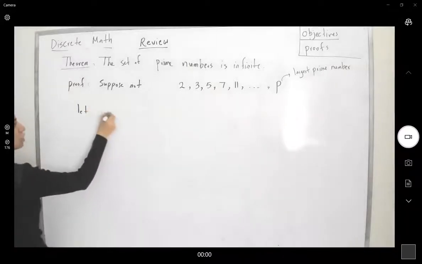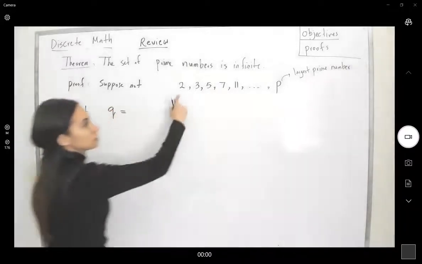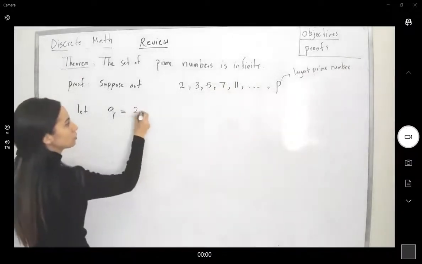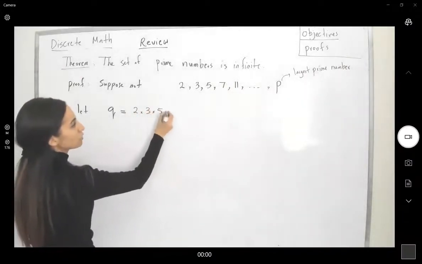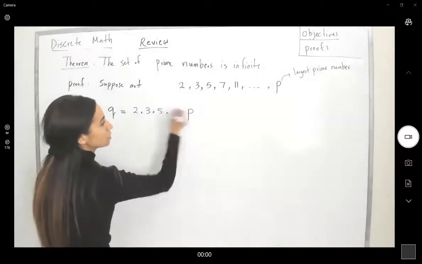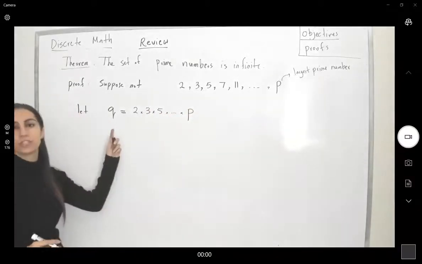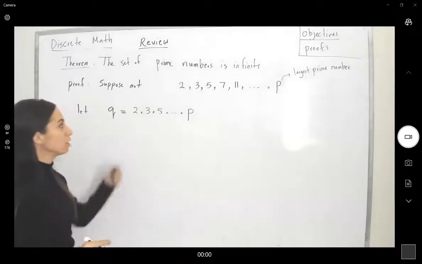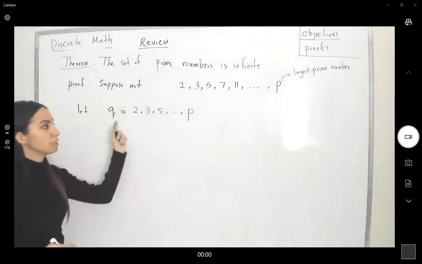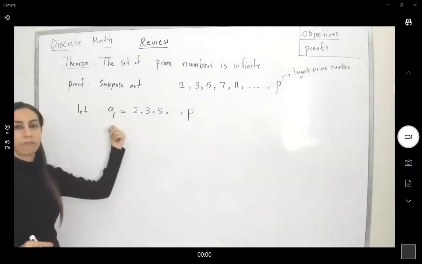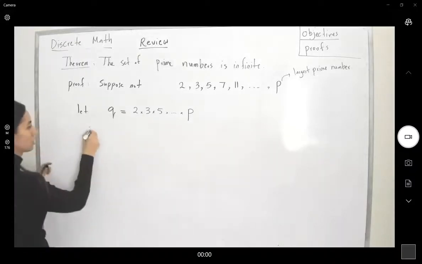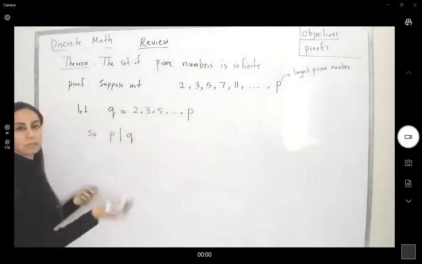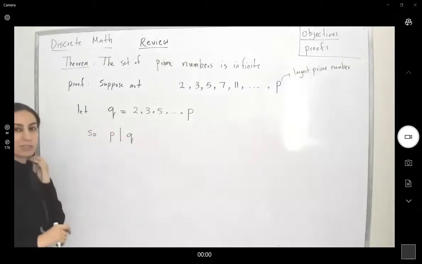So what are we going to do? Let q be the product, the multiplication of these prime numbers. q is 2 times 3 times 5 times up to p. We're not sure if q is prime or not, but what do we know? We know that p as a prime number divides q. So p divides q. p is a factor of q.